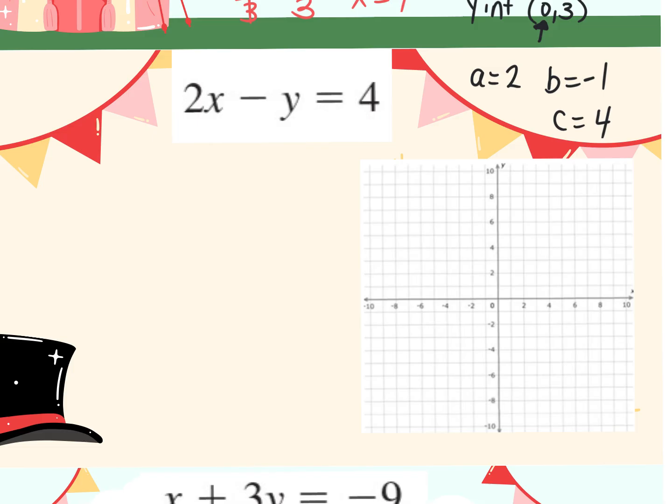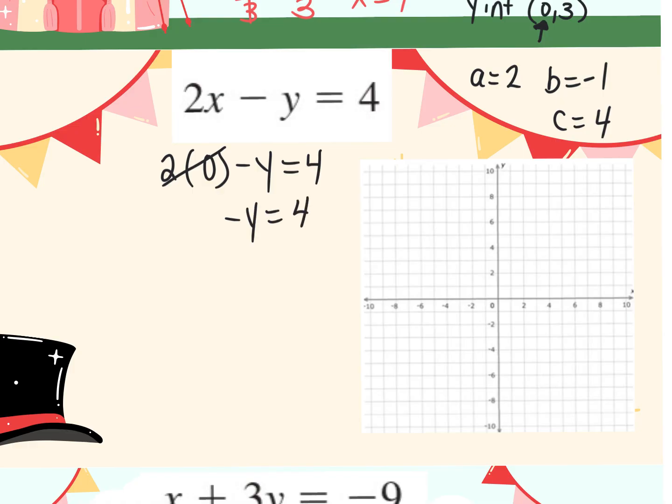If I want to graph this, what would I do? So I'm plugging in zeros. Now, it doesn't matter which one you plug a 0 into first, but you need to be careful. If I plug in a 0 for x first, then I'm finding the y-intercept. When I plug in a 0 for y, I'm finding the x-intercept. So I'll plug in a 0 for x first. So I'll say 2 times 0 minus y equals 4. And now I will solve for y. So 2 times 0 goes away. This doesn't say y equals 4. It says negative y equals 4.